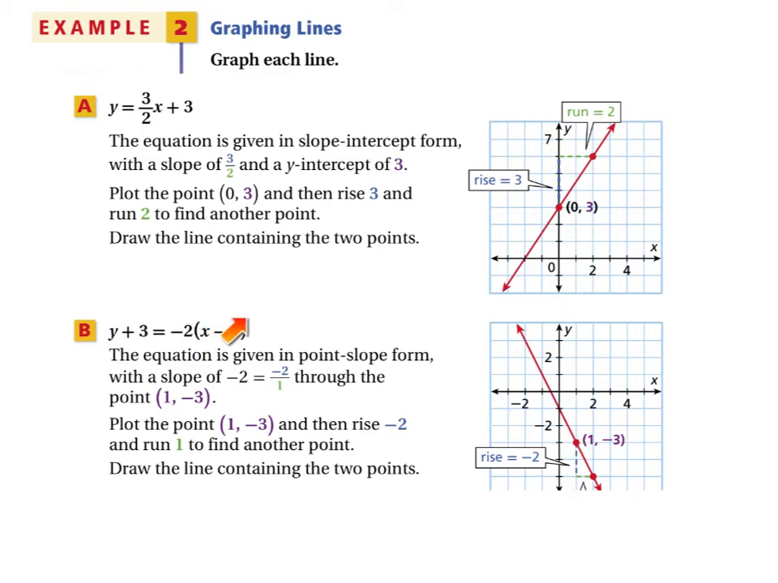Remember once again, if this is in point slope form, x minus x sub 1, that means x sub 1 is 1, not negative 1, just 1. Y sub 1 would be negative 3, because when you plug it in, it becomes positive. So we know my point is 1, negative 3, and my slope of negative 2 means it's negative 2 over 1. So negative 2 over 1 means I go down 2, right 1.